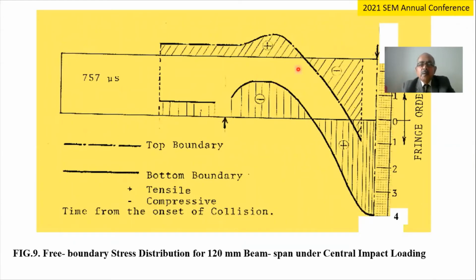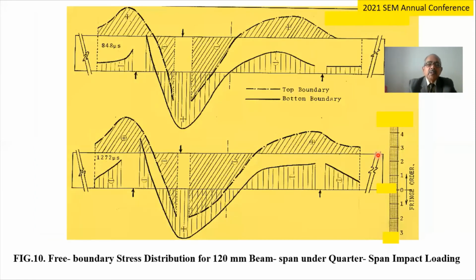Here, this is the plot for the top boundary, this is the plot for the lower boundary, and incidentally, there is a rise in the tensile stress at the bottom boundary. This free boundary stress distribution for 120 and central impact is symmetrical. That's the reason it is plotted for half of the beam. But in the case of a non-central case, the distribution is not symmetrical. That's why it's plotted for the entire boundary of the beam.